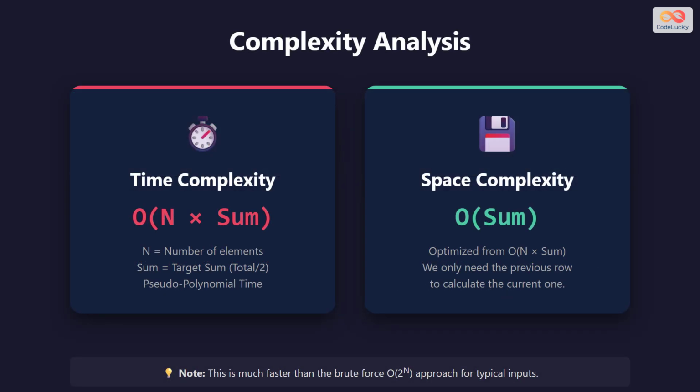This approach is much more efficient. The time complexity depends on the number of elements n and the target sum. This is called pseudo-polynomial time. The space complexity is proportional to the target sum, as we only need to store the previous row's results to compute the current one.